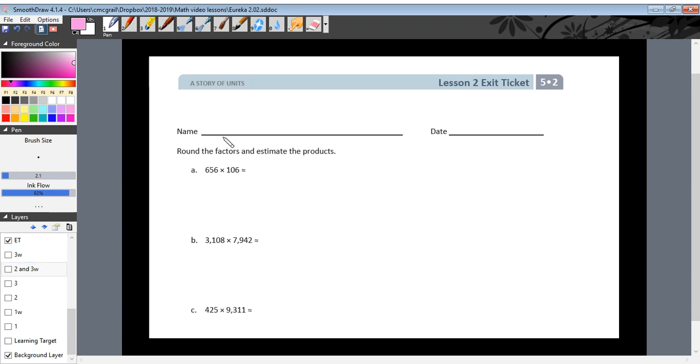Here is our exit ticket. See if you can round the numbers in all three of these problems to estimate the products. In these problems, you should not need to be using the standard algorithm of multiplication. Your goal is to round and estimate, so you don't need to find the exact answer. Good luck.